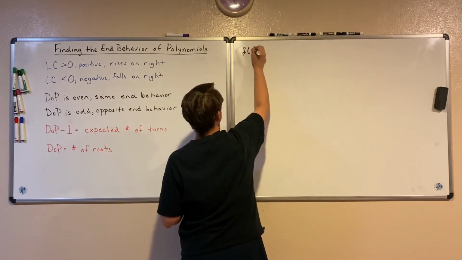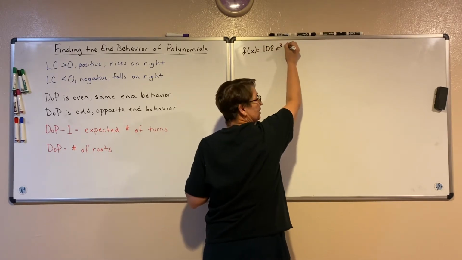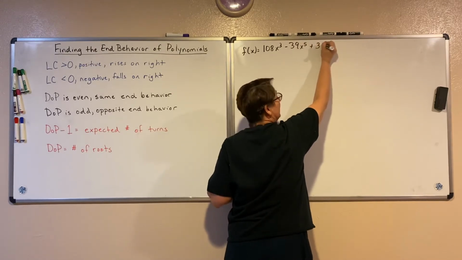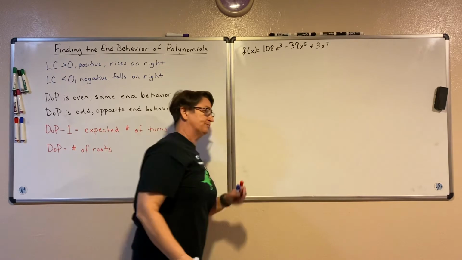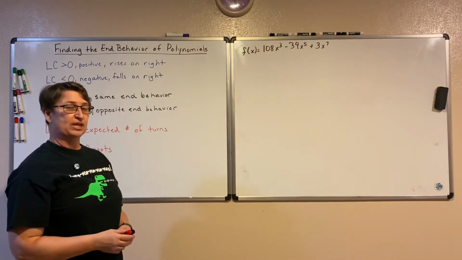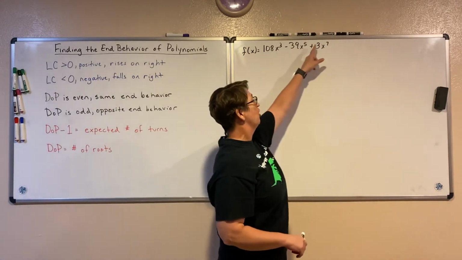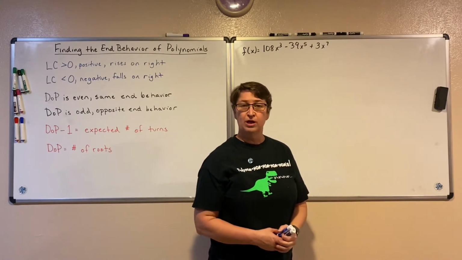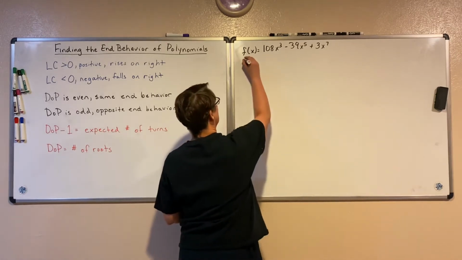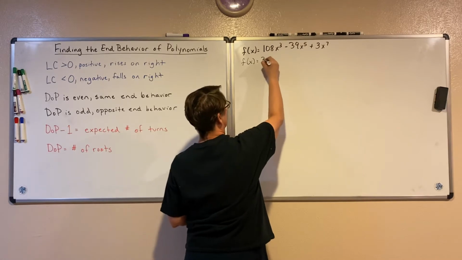So here I have f of x is equal to 108x cubed minus 39x to the 5th plus 3x to the 7th. So let's look at this one and determine the end behavior. The first thing I'm going to notice is that my degrees here are not in descending order. Let's put this polynomial first in descending order. That way we can see our leading coefficient and also the degree of my polynomial.